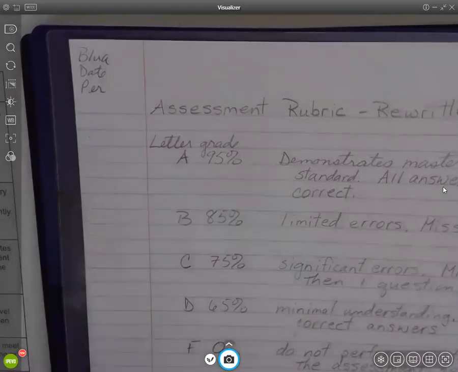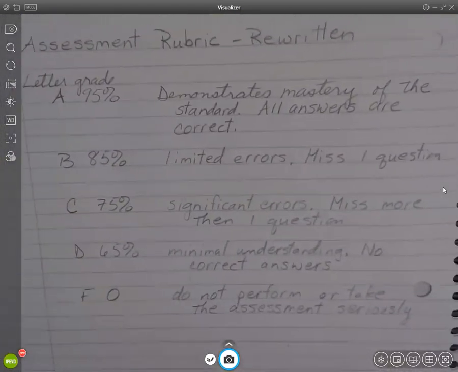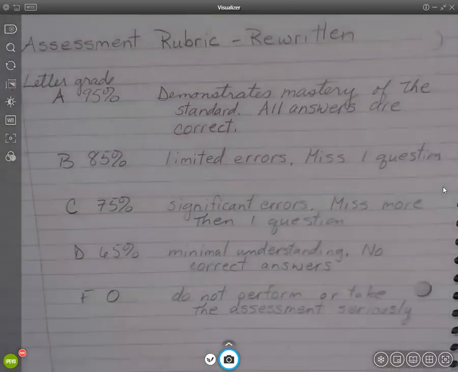So this is an assignment that you must complete and turn in. This is your first assignment. So you're going to handwrite it, you're going to take a picture of it, and you're going to upload it to Google Classroom under the assignment standards-based grading rubric.